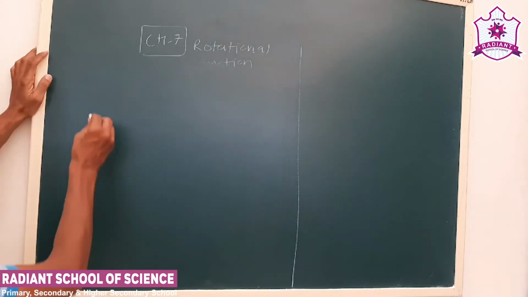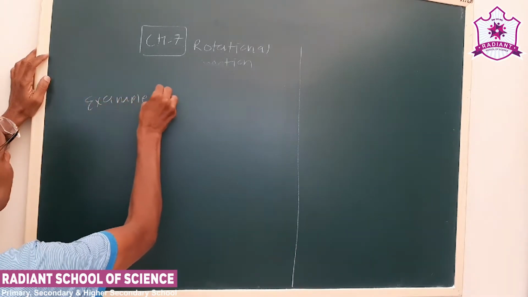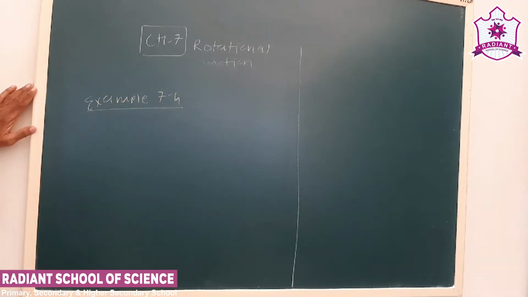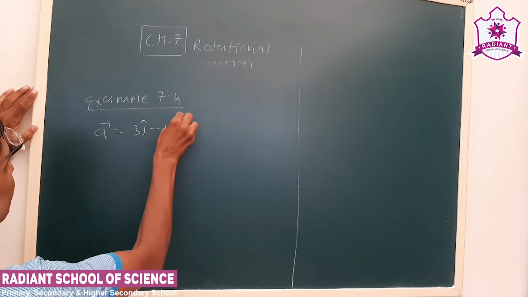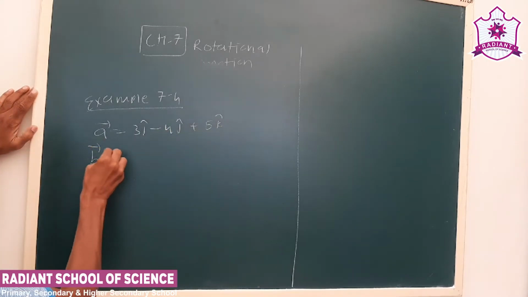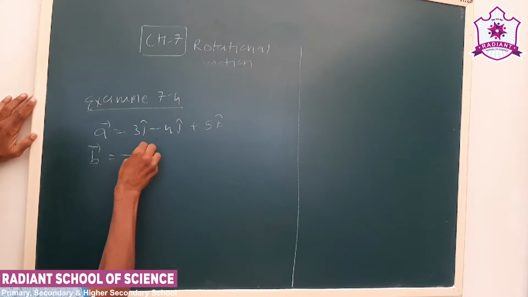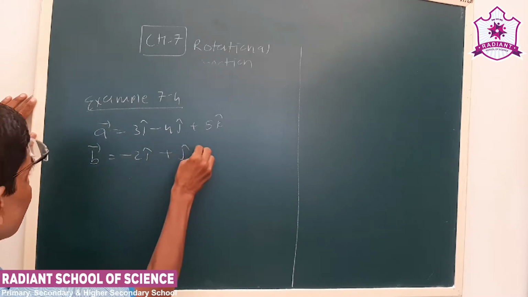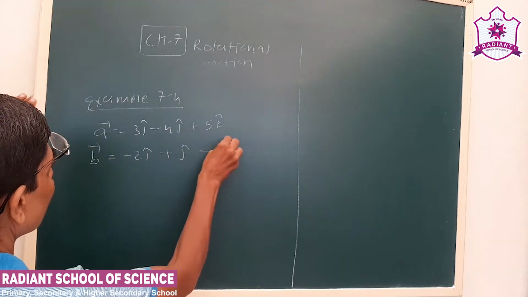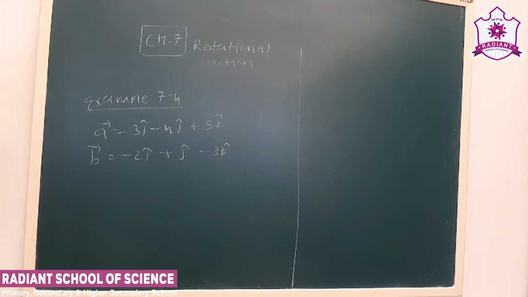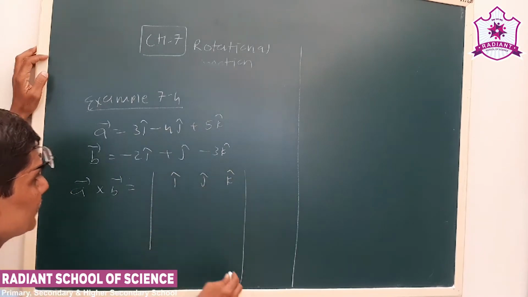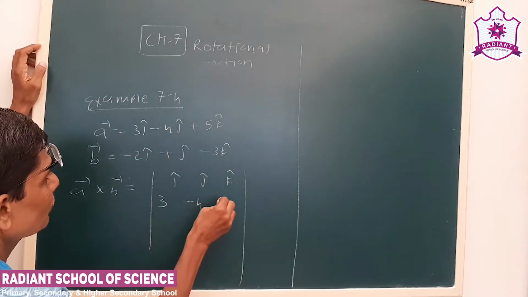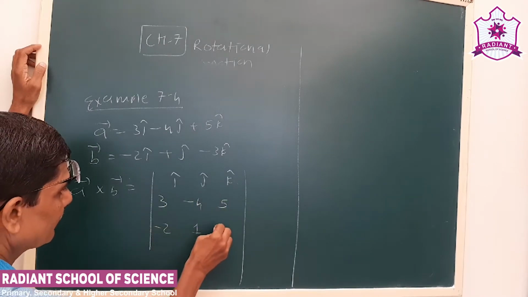Let us say our example number 7.4. A is equal to 3i minus 4j plus 5k, and vector B is minus 2i plus j minus 3k. Now A cross B we can find out using i, j, k. What are the coefficients here? 3, minus 4 and 5; minus 2, 1 and minus 3.